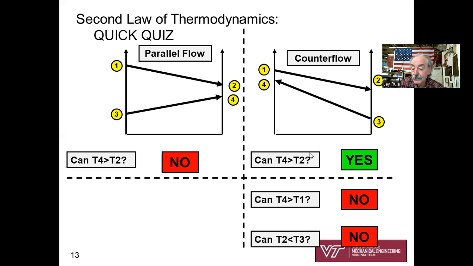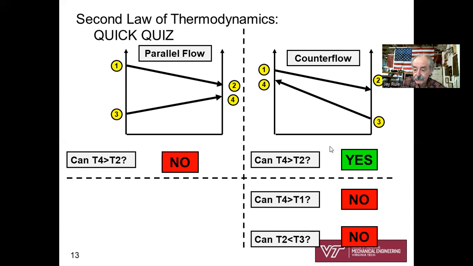Okay. Can T4 ever be bigger than T2? And the answer is yes, it can. There's nothing to prevent T4 from being a bigger, hotter value than the hot coming out. It just cannot be bigger than the hot coming in. That would violate the second law.